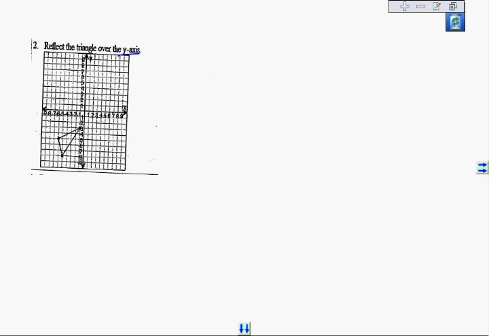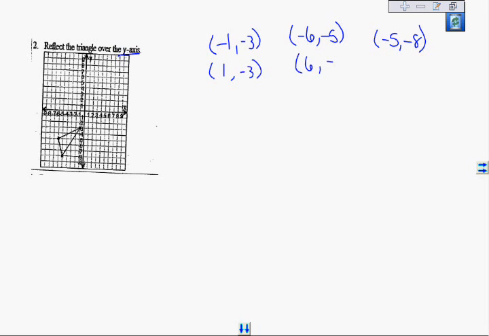Next, reflect over the y-axis. So again, you're flipping over the y, you change the x. Left 1, down 3. Left 6, down 5. Left 5, down 8. We're going to be at +1, -3, +6, -5, +5, -8. Plot your points. Right 1, down 3. Right 6, down 8. I'm sorry, down 5. That was my next one. Down 8 is the one after that.